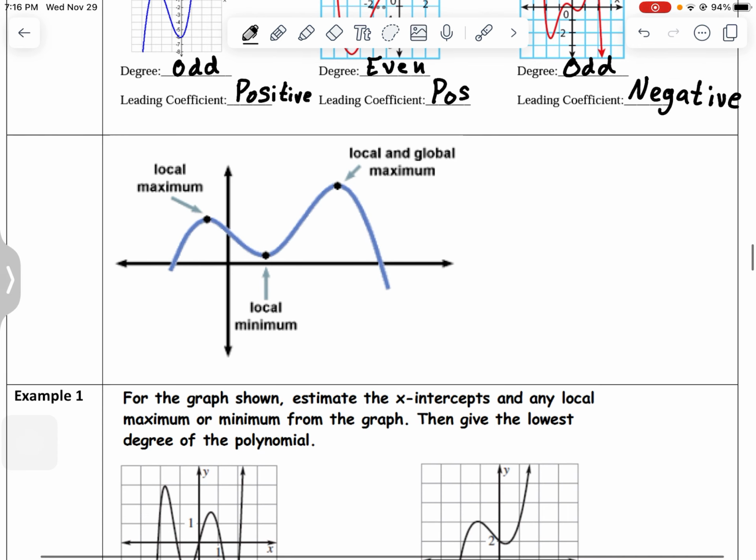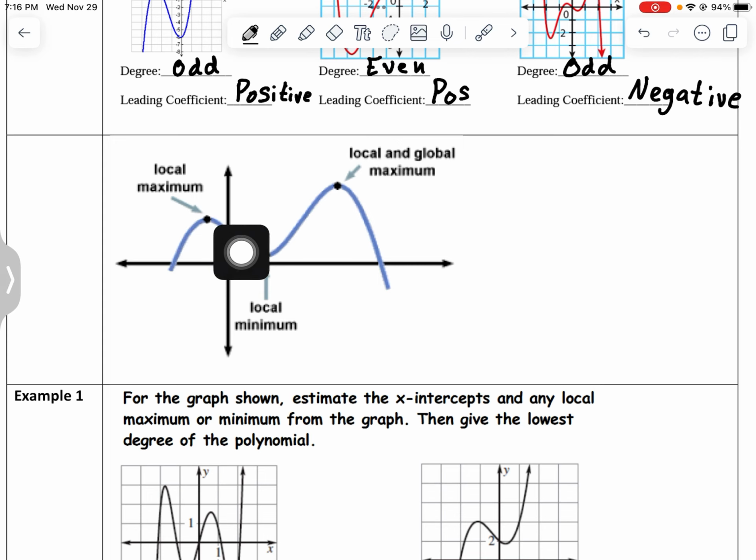Okay, next thing we're going to talk about, the local maximum, local minimum, and then there's the global maximum and minimums. So the local max is any point that the behavior of the graph is going up. It's like a hill or a top point. It's not the absolute maximum point that we might see, but it's any point on the graph that seems to have like a hill or a vertical height to it going up.